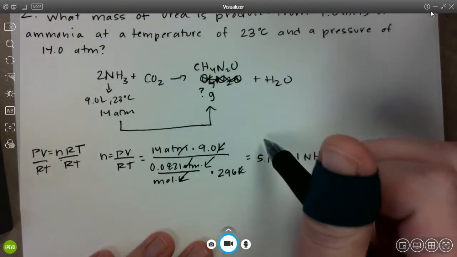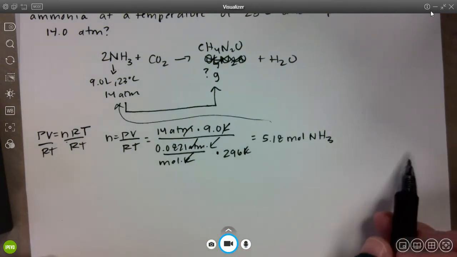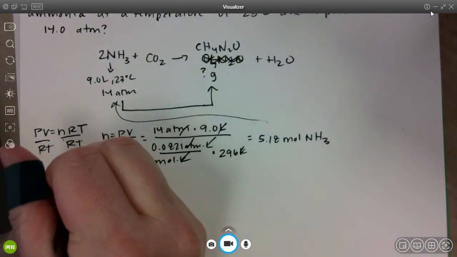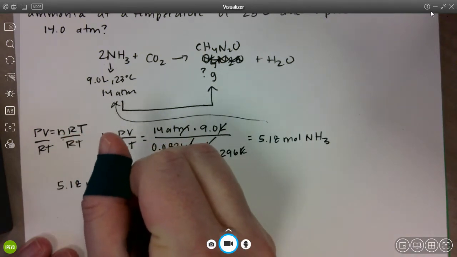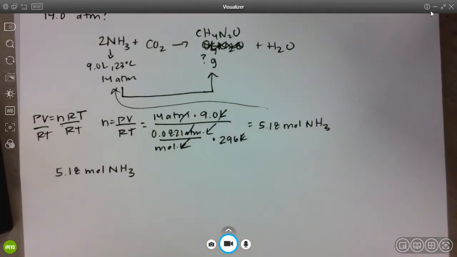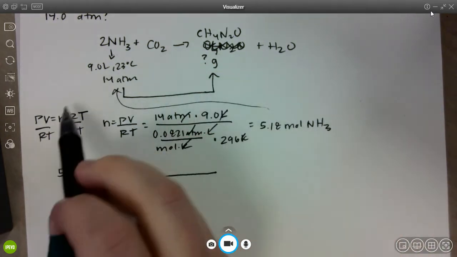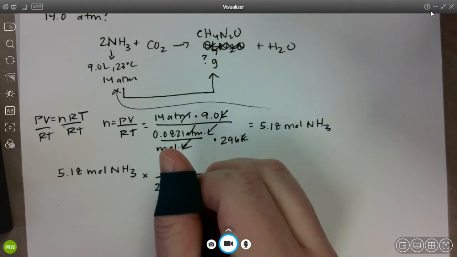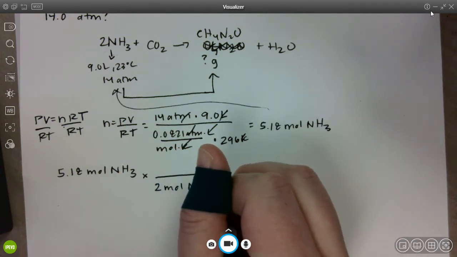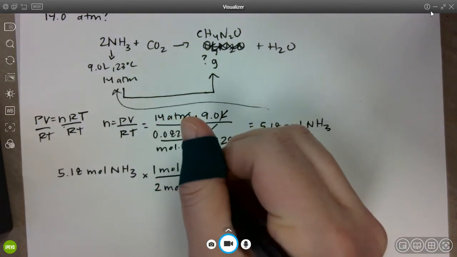And now I've got starting information, so I can finally start my stoichiometry. You could continue off of here, but I'm going to run out of paper, so I'm just going to restart it over here. I've got 5.18 moles of NH3. I know it seems weird to start your stoichiometry that way because we're so used to starting with grams, but you've just got to get used to that. So that's my starting information into moles. Now it's mole ratio time. So it's 2 moles of ammonia for 1 mole of urea, the stuff I cannot write down correctly.